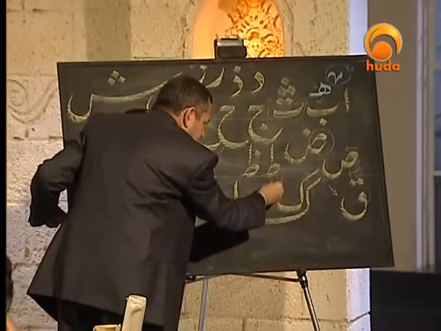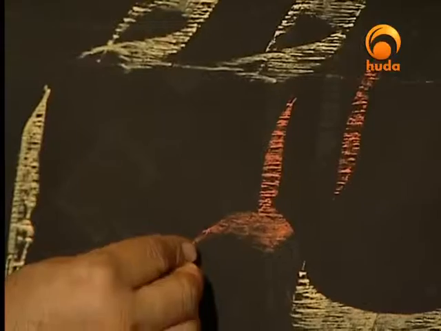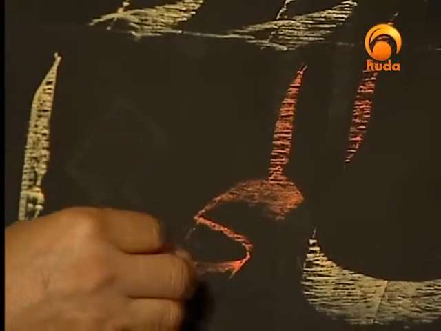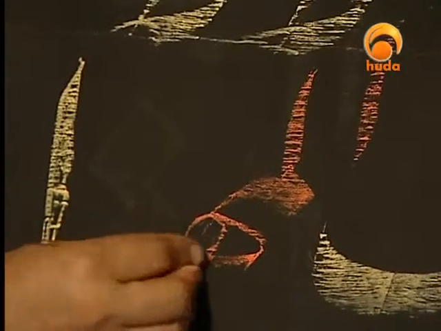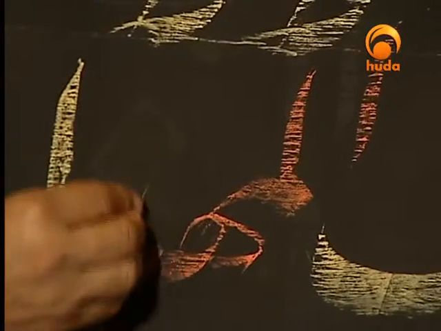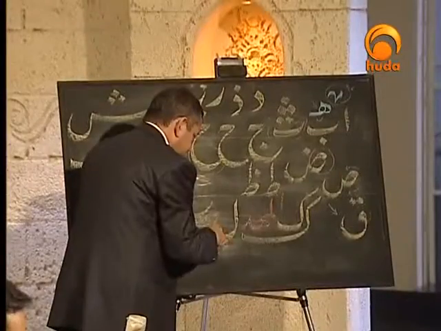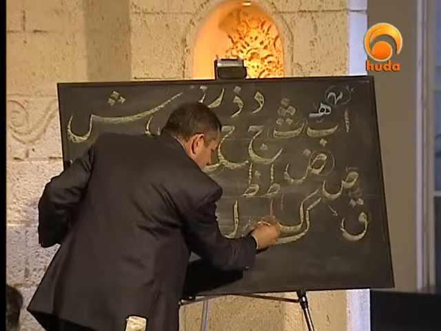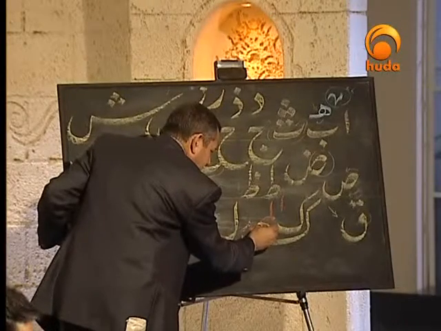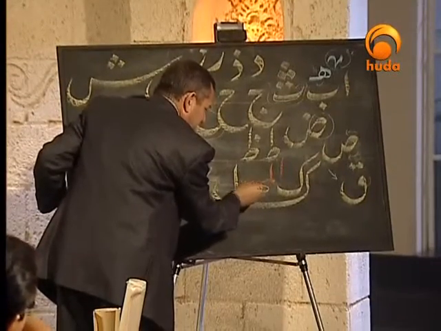This is alif, lam, mim, thin, again thin, and complete it like this. So it looks like ha in the beginning of my word, but it looks nice also. For myself, I prefer this one.